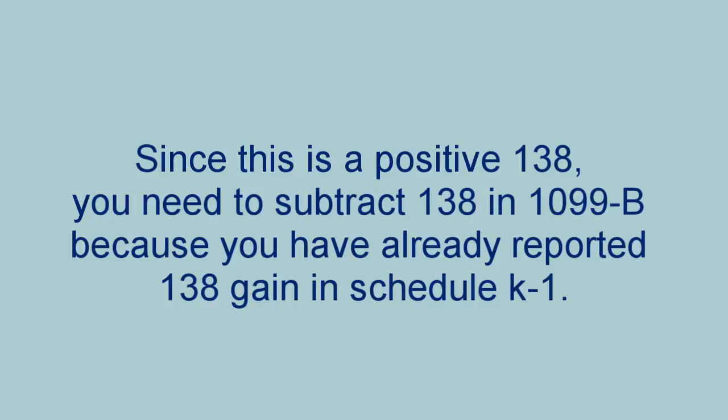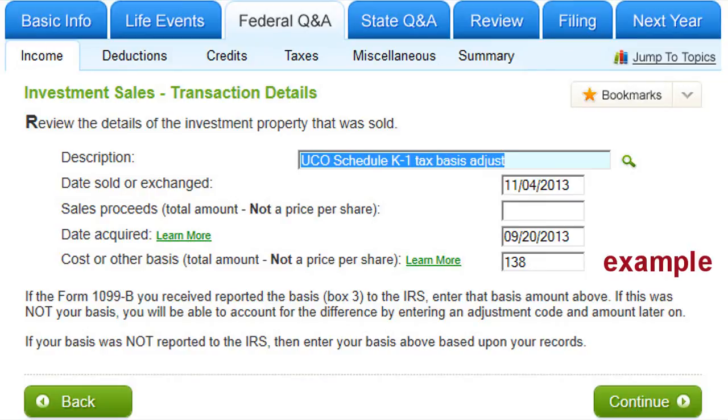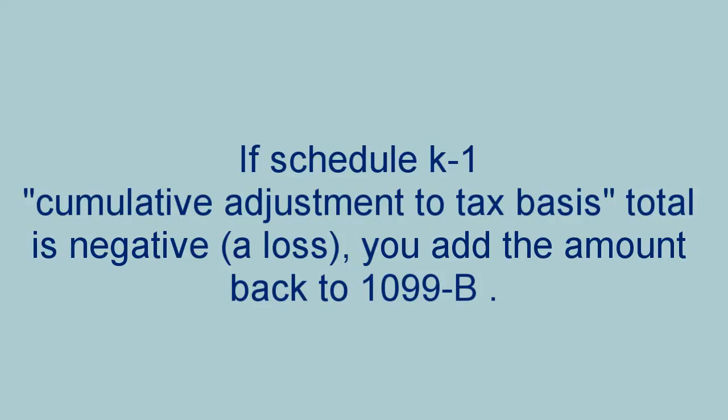Since this is a positive 138, you need to subtract 138 in 1099-B because you have already reported 138 gain in Schedule K-1. If the Schedule K-1 cumulative adjustment to tax basis total is negative, a loss, you add the amount back to 1099-B.